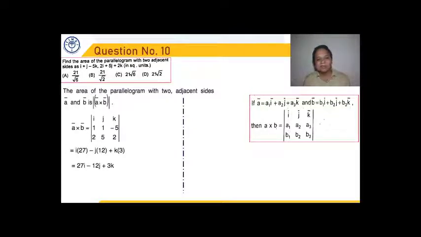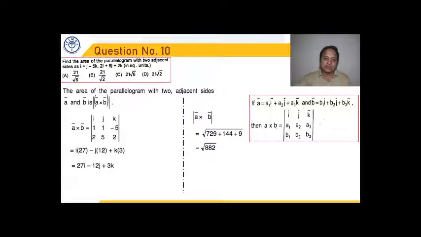So 27i minus 12j plus 3k. We have to find the area of the parallelogram. So modulus of A cross B is nothing but square root of 27 square is 729, plus 12 square is 144, plus 9, and the whole thing is in square root, which comes out to be root 882.